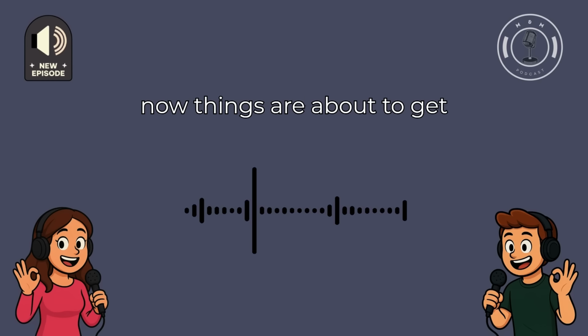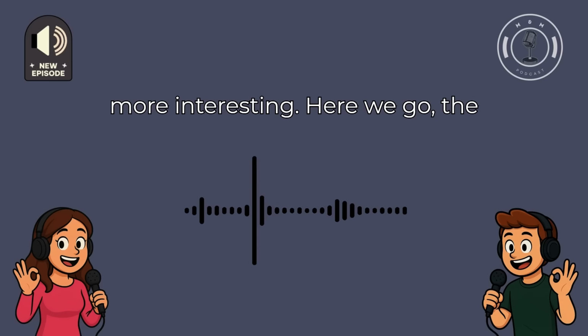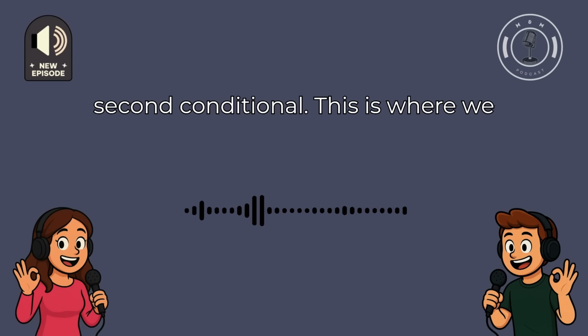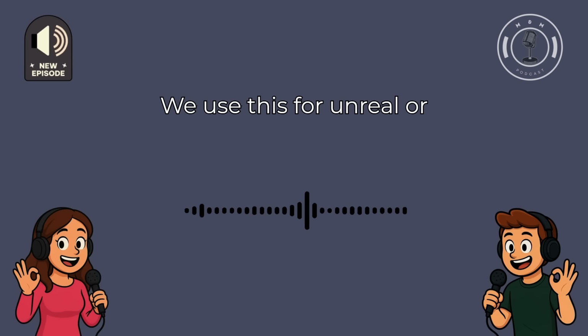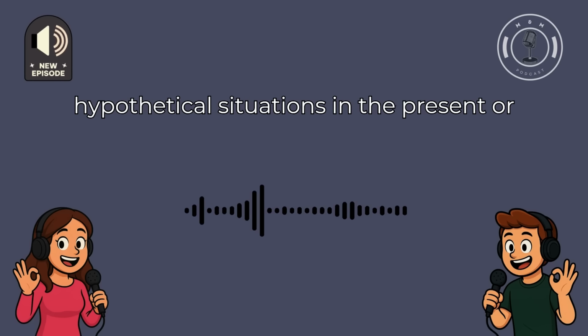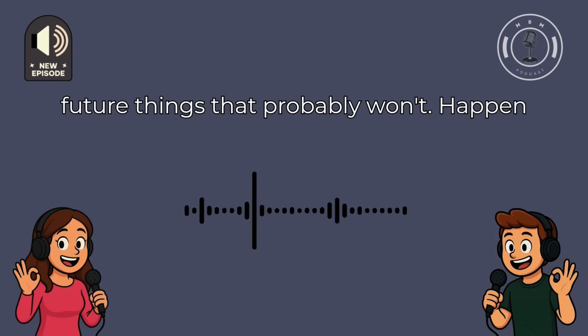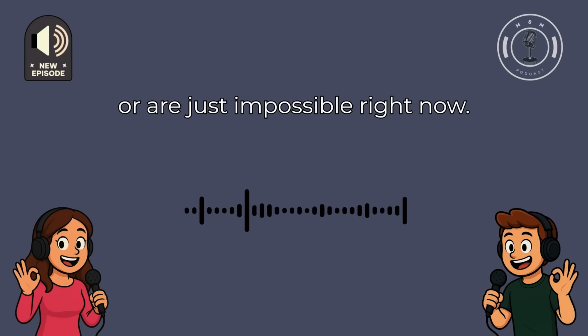All right, now things are about to get more interesting. Here we go, the second conditional. This is where we enter the realm of imagination. Exactly. We use this for unreal or hypothetical situations in the present or future, things that probably won't happen or are just impossible right now.